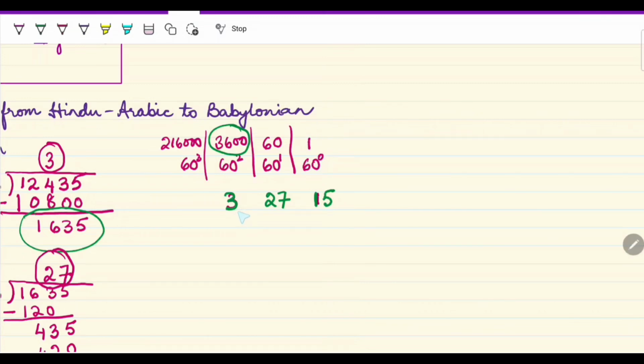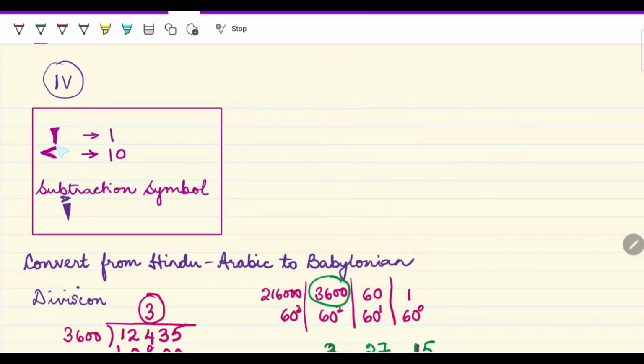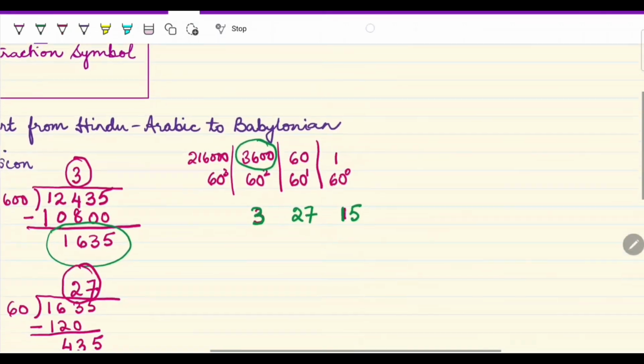So now that we have the numeric values of each of these positions, we have to translate them and write them in Babylonian numerals. All right. So 3 can be written with, so here are the numerals, right? The vertical line represents 1, and this left pointing arrow represents 10. So we are going to use those, and also perhaps the subtraction symbol.